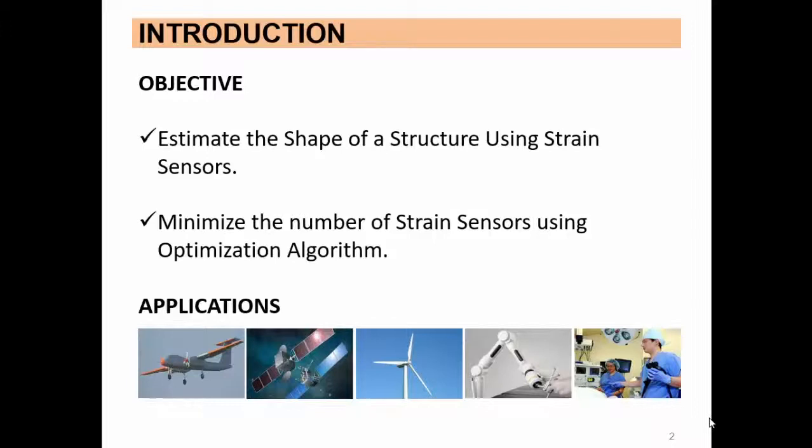And why do we need to measure the shape? Because there are various applications, from the aircraft wing shape to satellites, windmills, robotics, and medical fields. Shape sensing is very important in various fields. In our work, we are mainly concentrating on aircraft, because I am from an organization, HAL, Hindustan Aeronautics Limited, and our motive is to measure the shape of the aircraft wing.